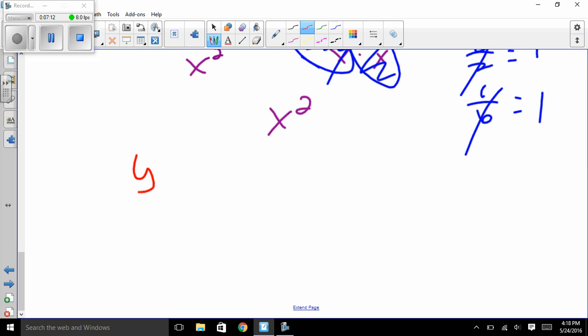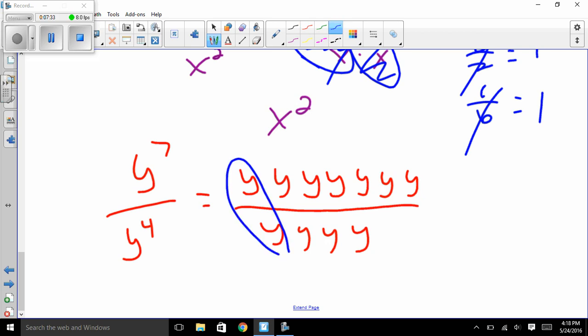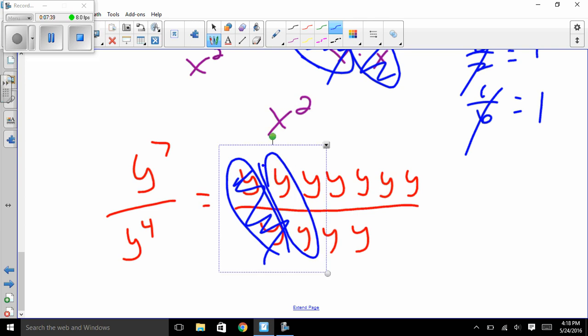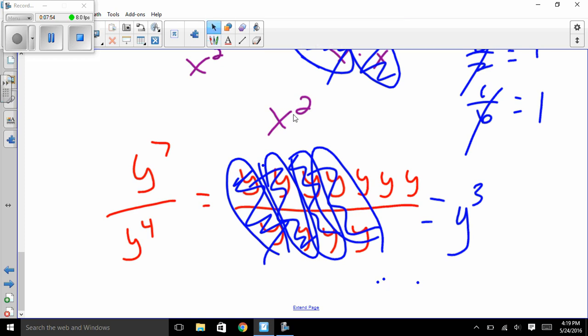So now let's take a look at y to the 7th over y to the 4th. Well, if I expand that out for a second, I have 1, 2, 3, 4, 5, 6, 7 y's over 1, 2, 3, 4. Again, I'm going to try and find a buddy for 1 y on top, 1 y on bottom. Oh, I've got one. They're going to end up canceling each other out. Hey, look, I found another one. They're going to end up canceling each other out. Another one, cancel. Another one, cancel. So my resulting answer is y to the 3rd because I end up having 3 y's left over.